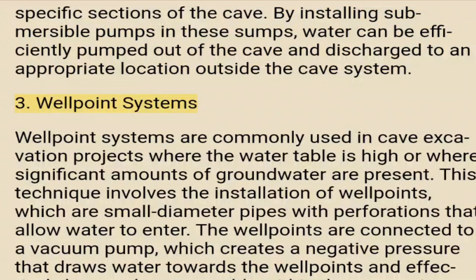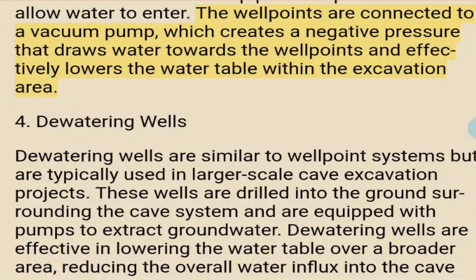3. Well point systems. Well point systems are commonly used in cave excavation projects where the water table is high or where significant amounts of groundwater are present. This technique involves the installation of well points, which are small diameter pipes with perforations that allow water to enter. The well points are connected to a vacuum pump, which creates a negative pressure that draws water towards the well points and effectively lowers the water table within the excavation area.